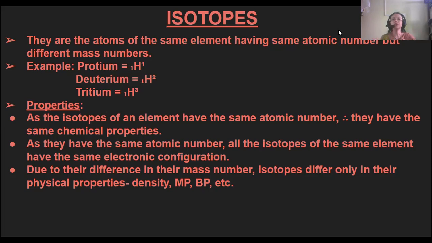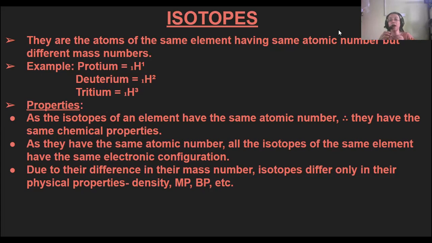Now, we come to the properties of the isotopes. As the isotopes of an element have the same atomic number, they have the same chemical properties. So their chemical properties do not differ. As the atoms of the same element have the same atomic number, their chemical properties will be the same.